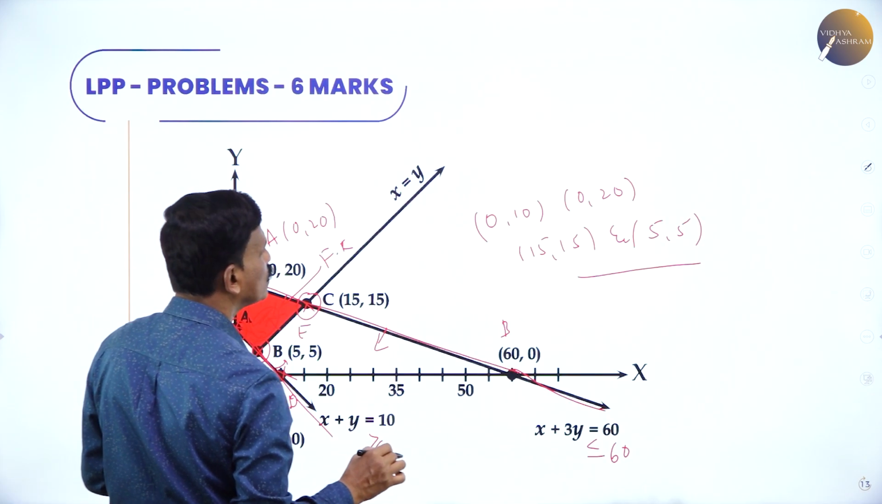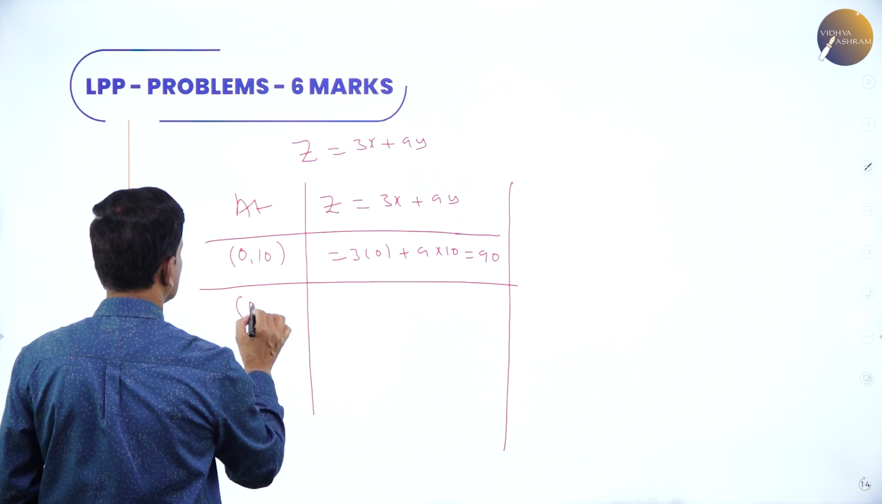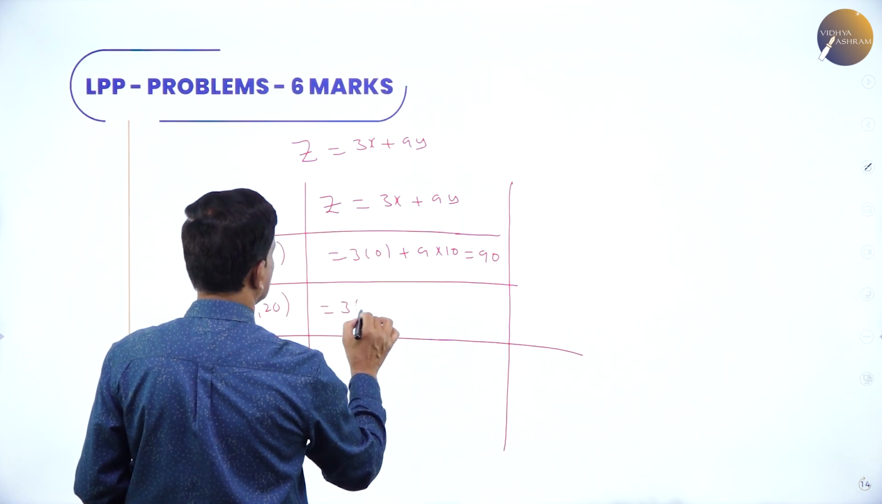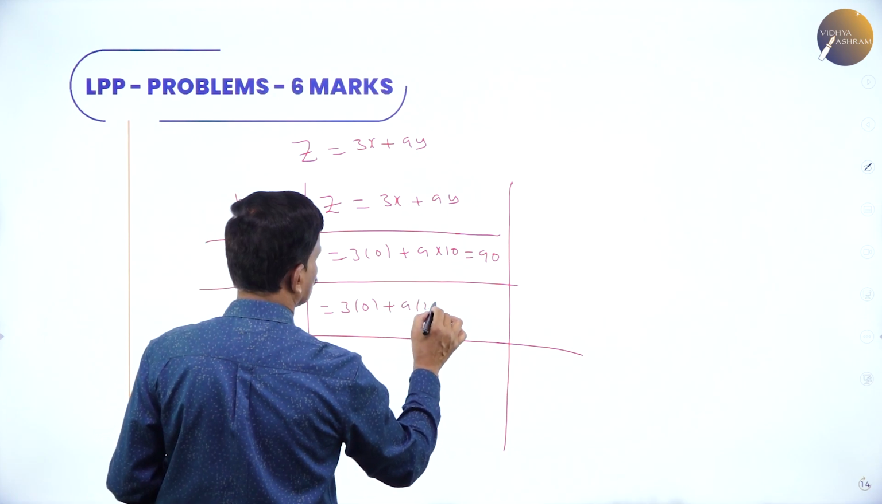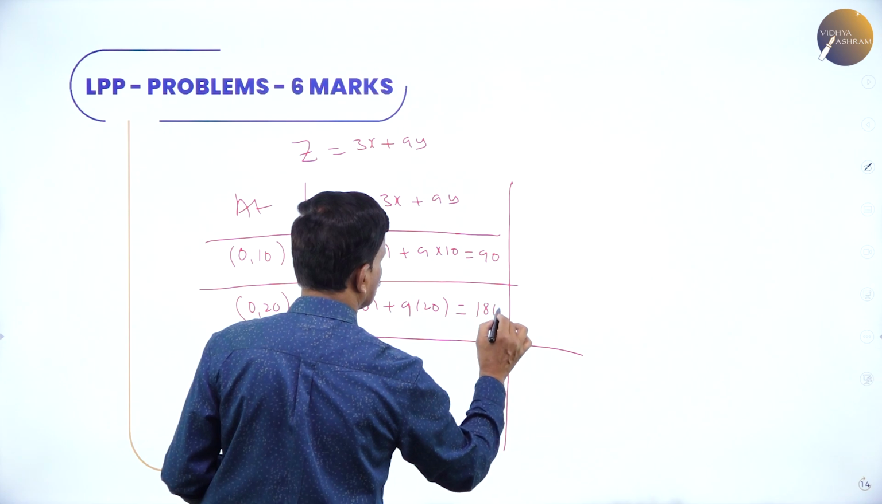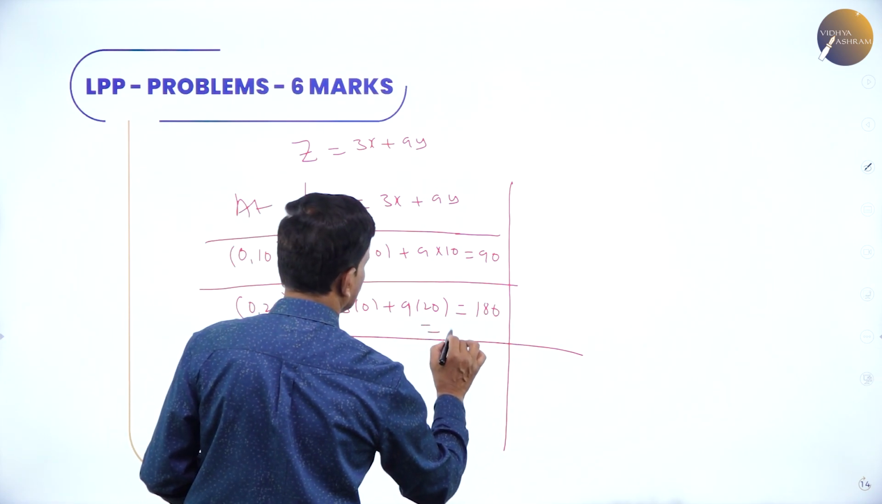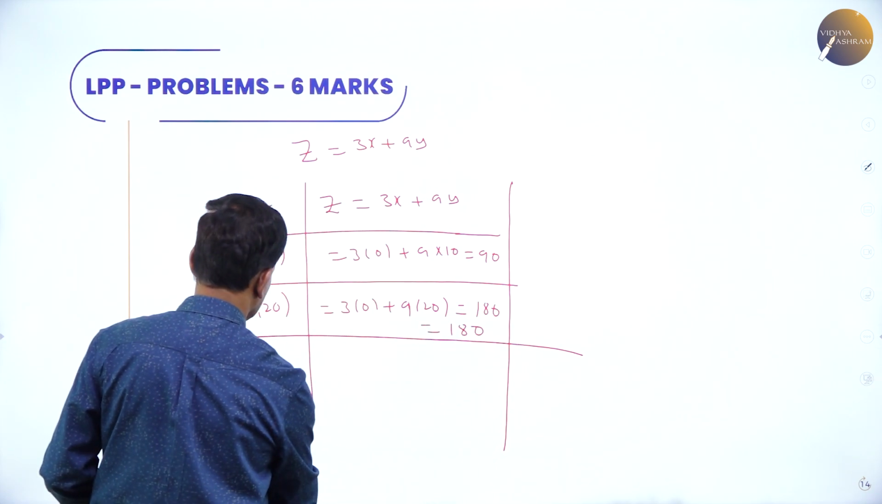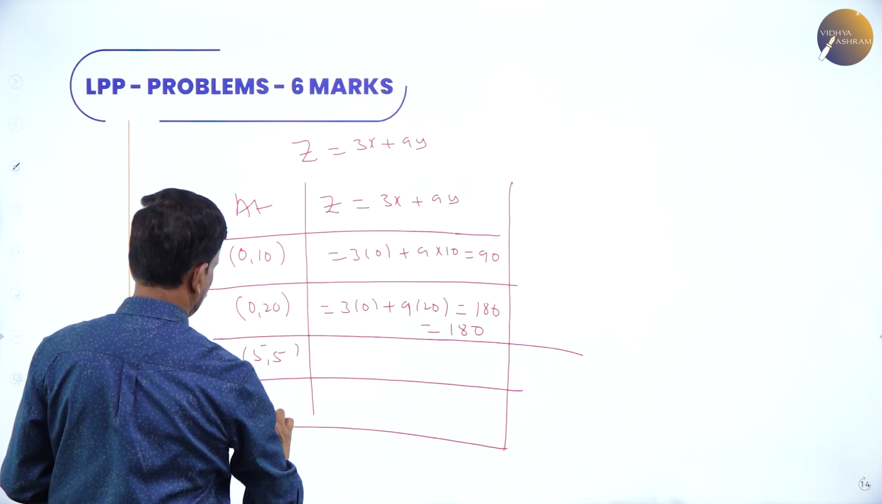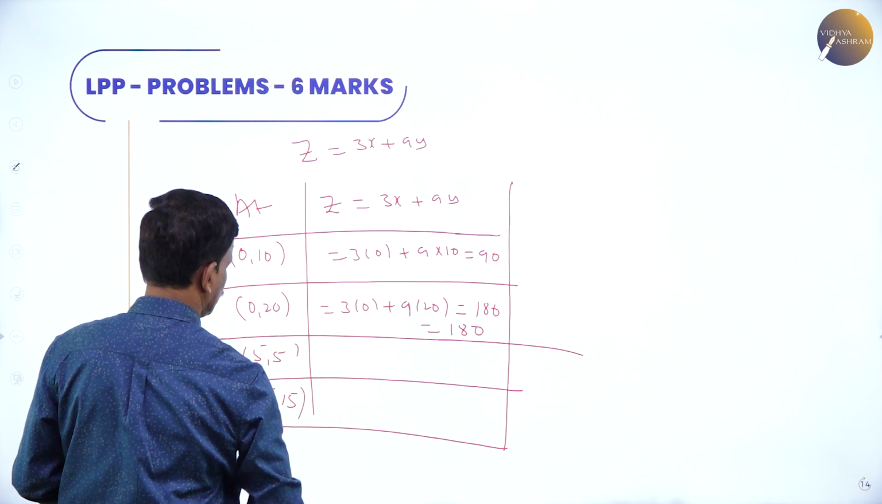Next, at the second point, 0, 20. This is 3 into 0 plus 9 into 20. 20 into 9 is 180. Next, the points are 5, 5 and 15, 15.